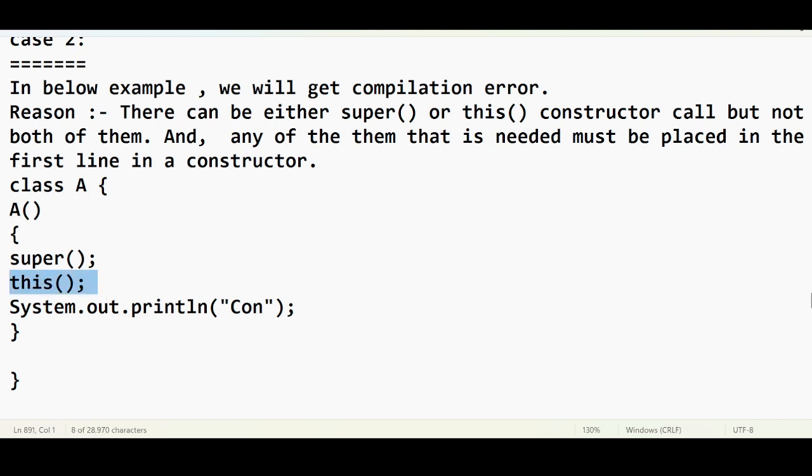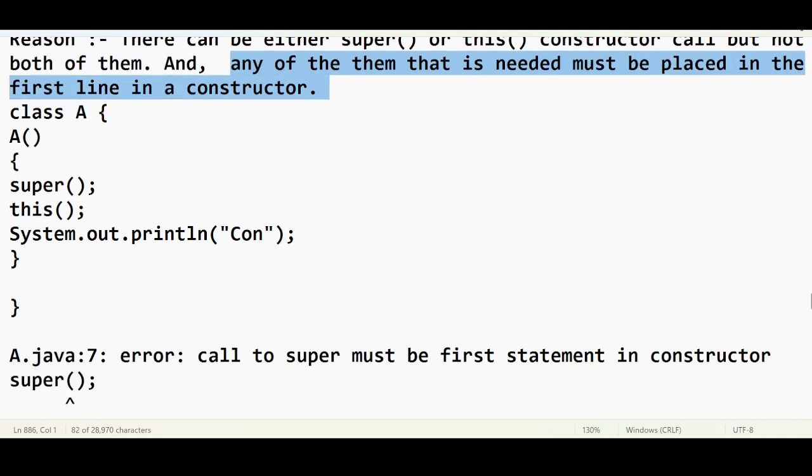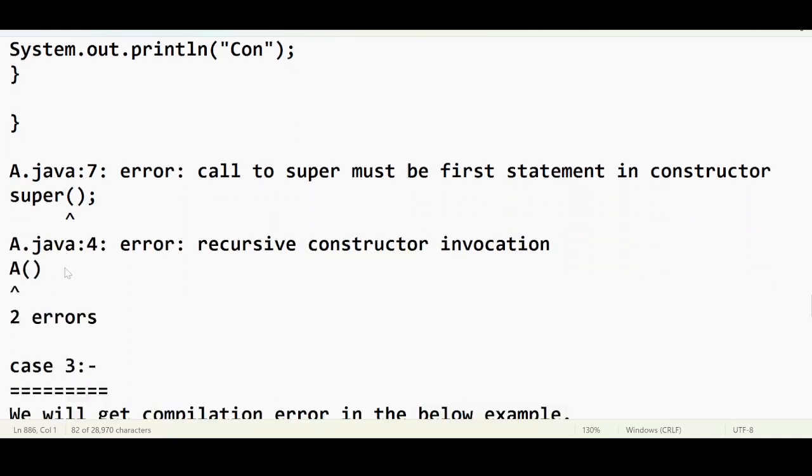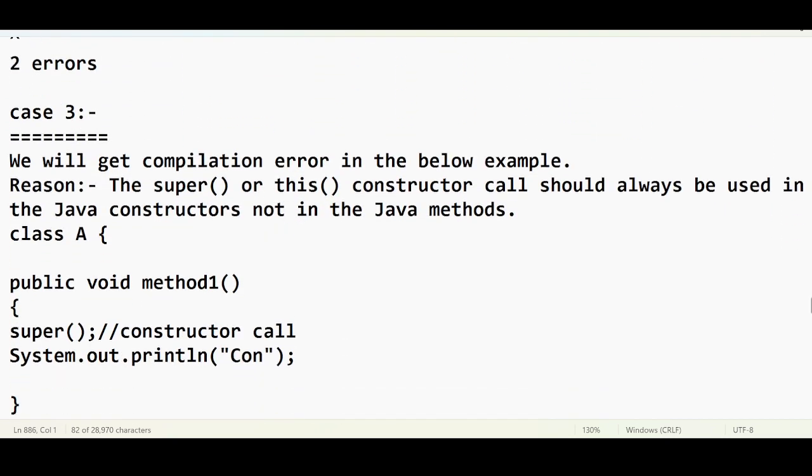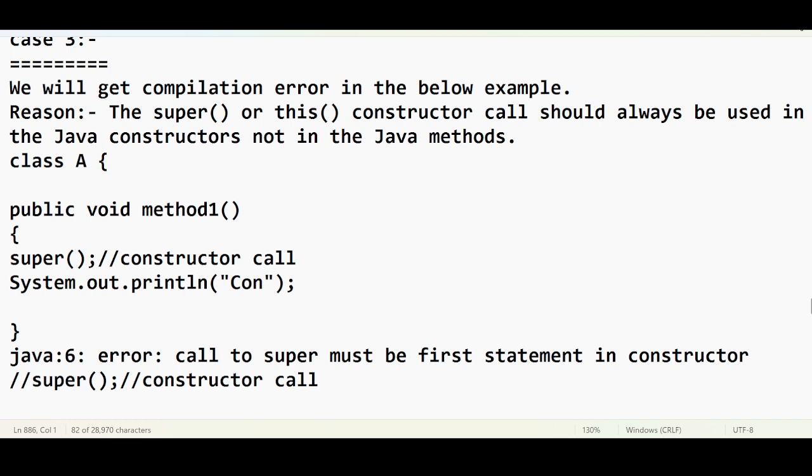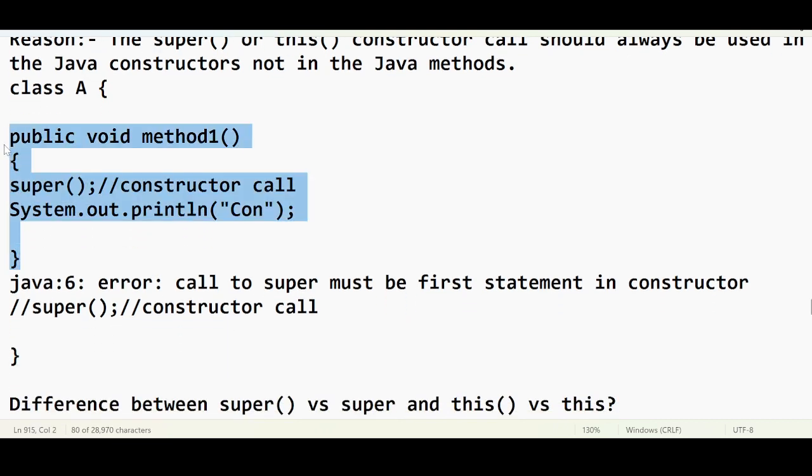That's why we get a compilation error. There can be either a super or this constructor call, but not both of them. Any one of them must be placed in the first line of the constructor. You cannot use both. And case 3, this is case 3.